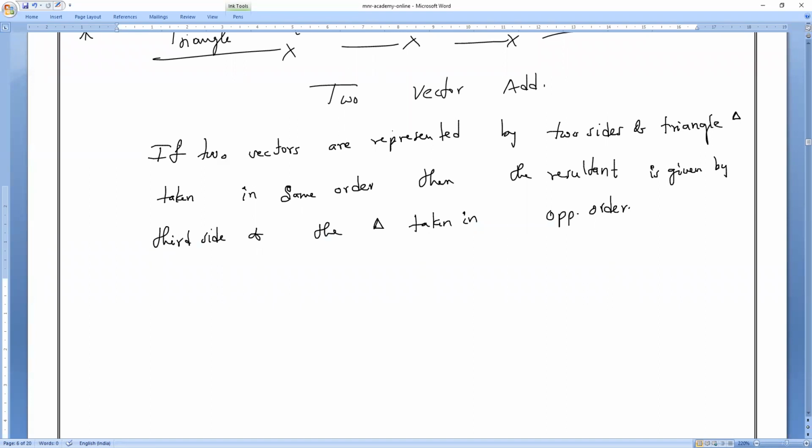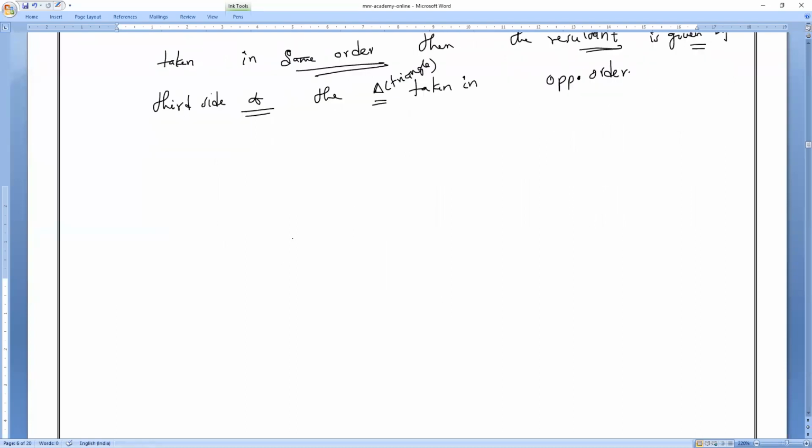So very simple. If two vectors are represented by two sides of a triangle in the same order, then the resultant vector is given by the third side of the triangle taken in opposite order. That is what you have to remember. Shall we start now, everybody? All of you? Yes? Please respond.